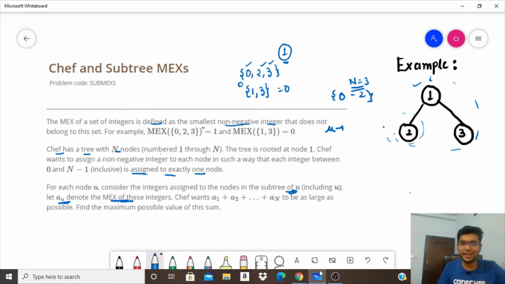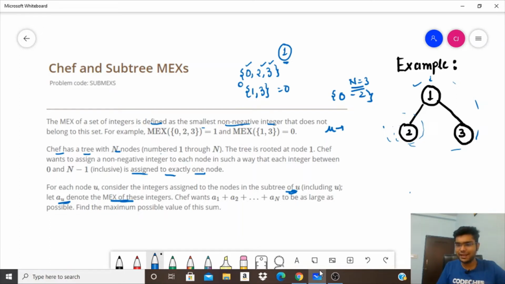Chef wants a1 plus a2 till an to be as large as possible, that is, find the maximum value of the sum, right? So for each subtree we'll calculate the MEX, and what do we want? We want to maximize the sum of all the MEXs of the subtrees that we are calculating, right? So let us understand with the help of this example.